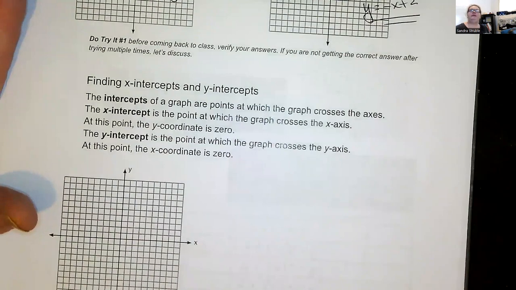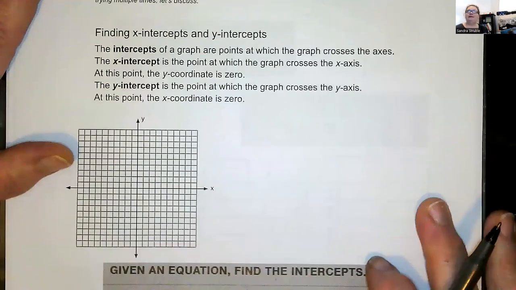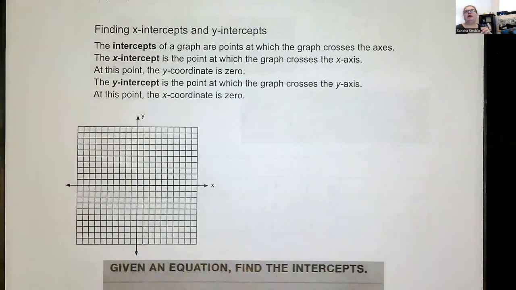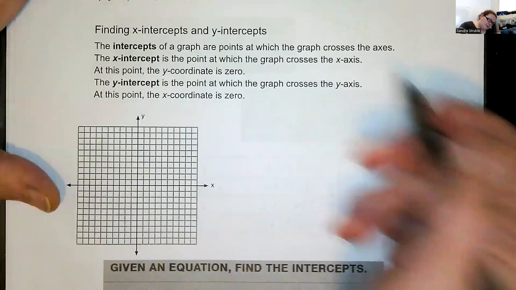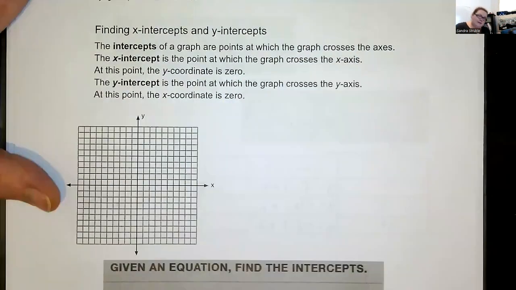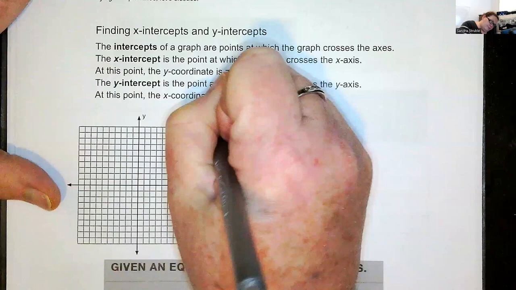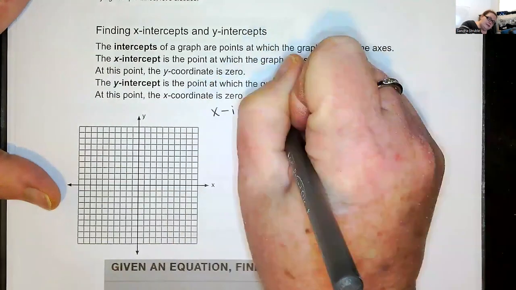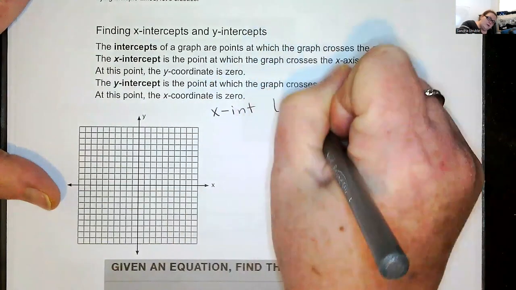Okay. So x and y intercepts. Oh, I like these. These are fun. The intercepts of a graph are points at which the graph crosses the axis. So we're going to find the x-intercept, and that's where the graph crosses the x-axis. And then we'll find the y-intercept, and that's where the graph crosses the y-axis. So let's look at that. To find the x-intercept, I let y equal 0.